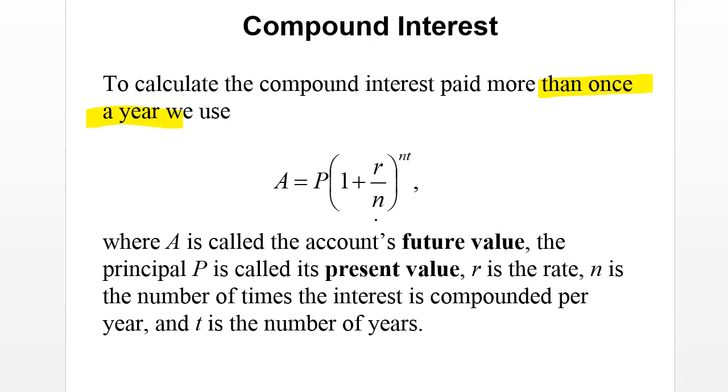So this actually is the same formula whether we compound more than once a year, or just once per year. It's just that N is 1, so we end up with R and T rather than R over N and N times T. Everything else is the same. A is the future value, P is the present value, R is the rate, and N is the number of compound periods in a year. T is still years.